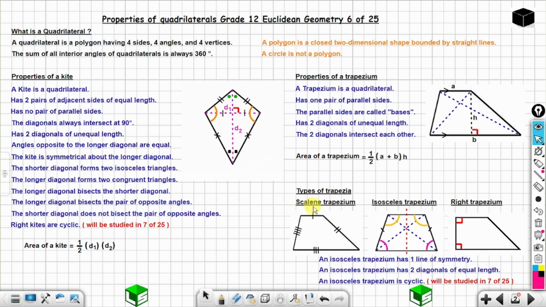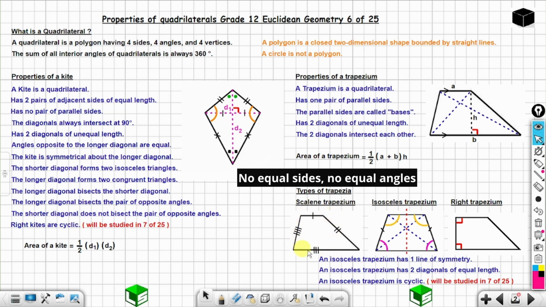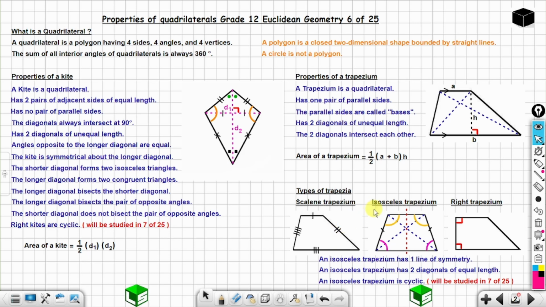You have a scalene trapezium. A scalene trapezium has got no equal sides. Even the angles are not equal. And you have an isosceles trapezium. An isosceles trapezium has got two equal sides. This side is equal to this side. So these two sides, which are not parallel to each other, are equal. And you have a right trapezium. In a right trapezium, you have two right angles, two 90 degree angles.